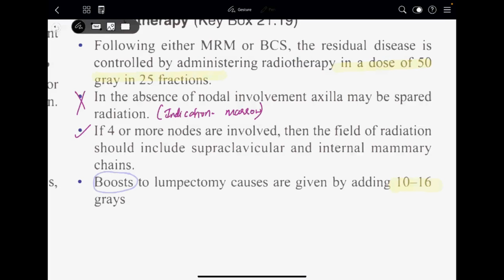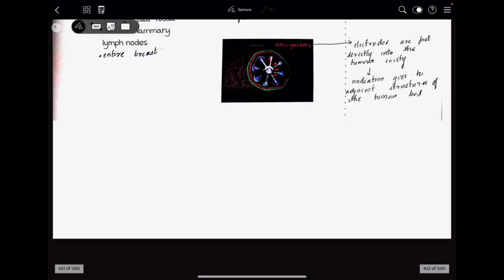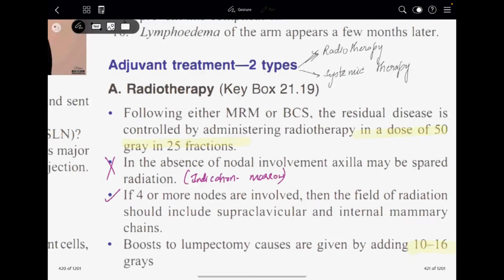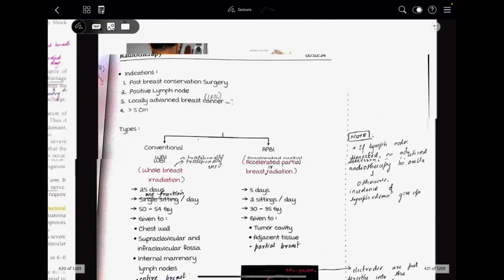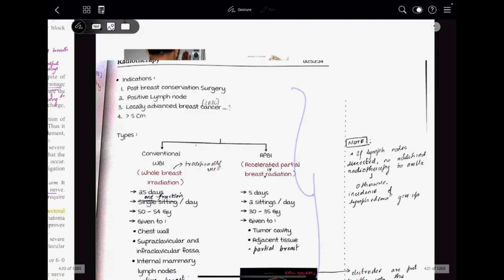Boosts are extra pulses of radiotherapy. Lumpectomy and breast conservation surgery. Boosts are given after breast conservation surgery. And boosts are nothing but extra, additional. How will you do it? By adding 10 to 16 grays. That's it. So these are just the extra points. The parts marked in yellow are just the extra points. Otherwise, read the entire part for radiotherapy.